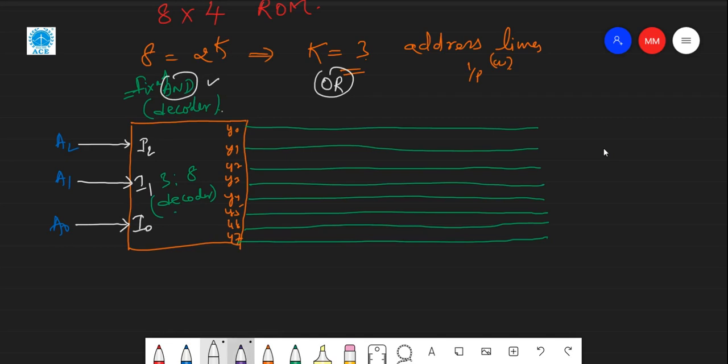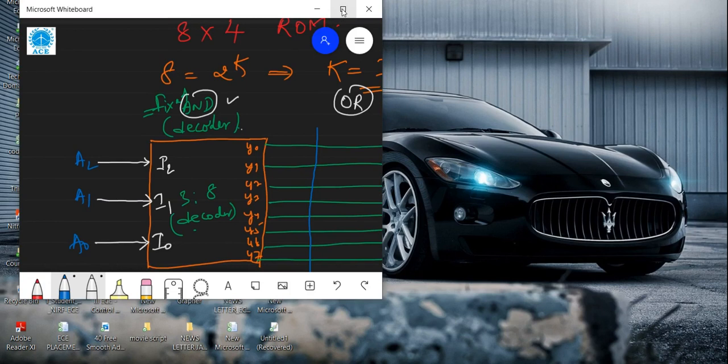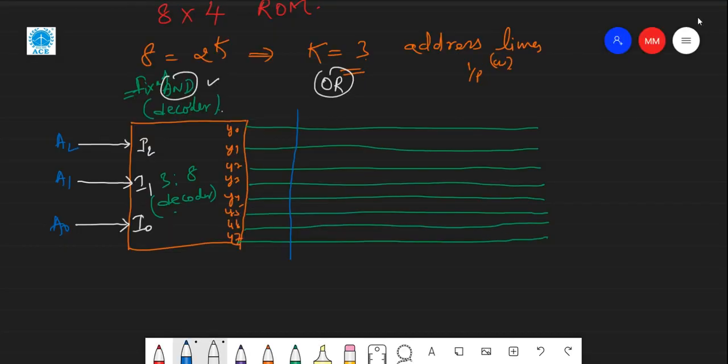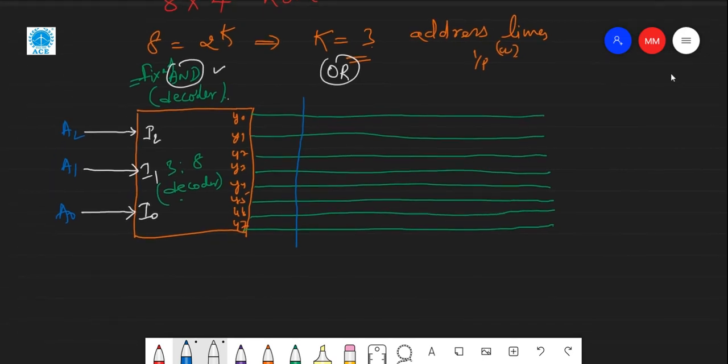So let us see the OR operation here. How many outputs do we have? We have 8 into 4, right? So 4 OR gates are required here. So this is one, this is the second one, the third one, and this is the fourth one.